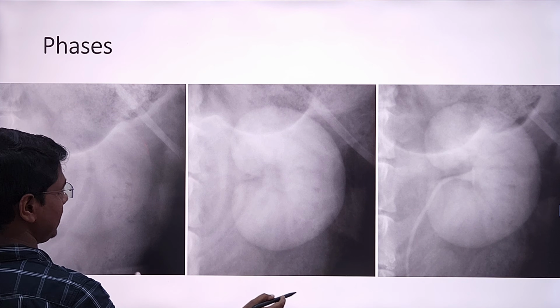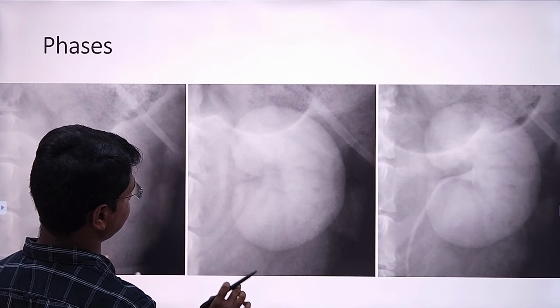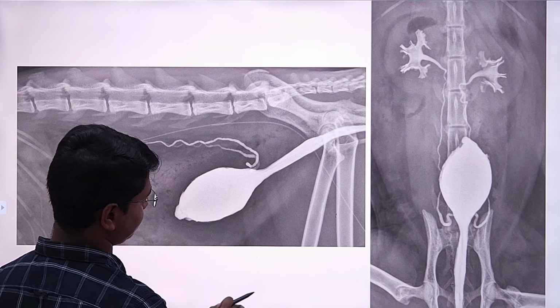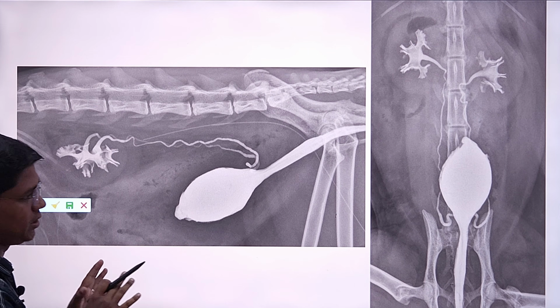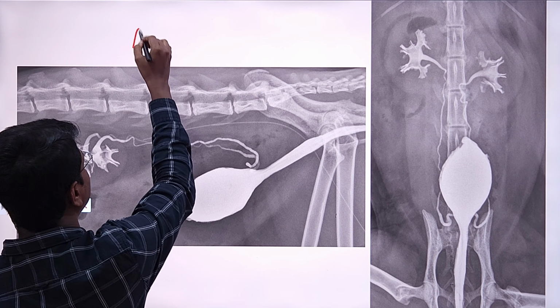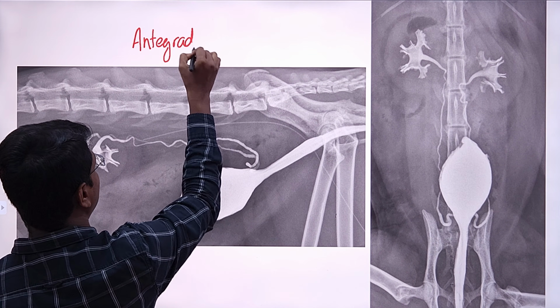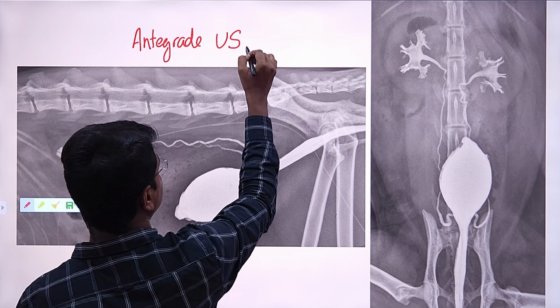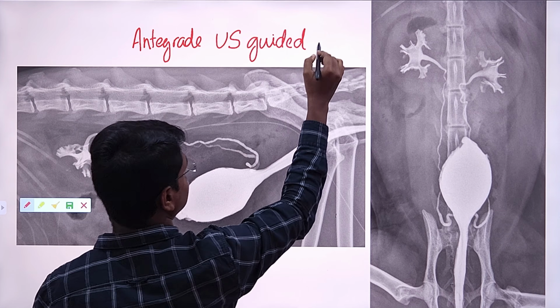Now let us see another radiograph. See here, another technique has been used to evaluate the renal system. This is antegrade ultrasound guided urography.